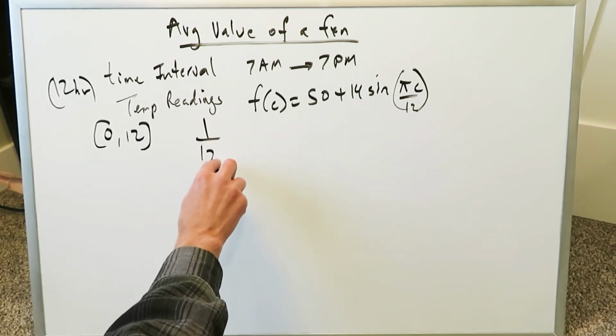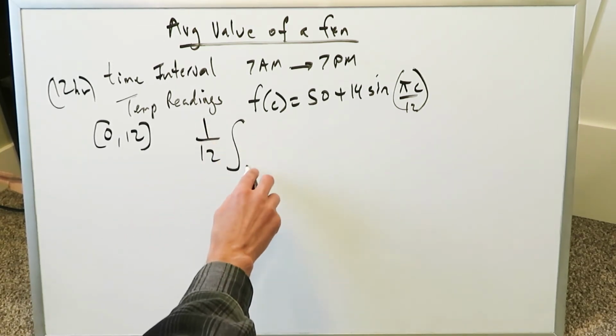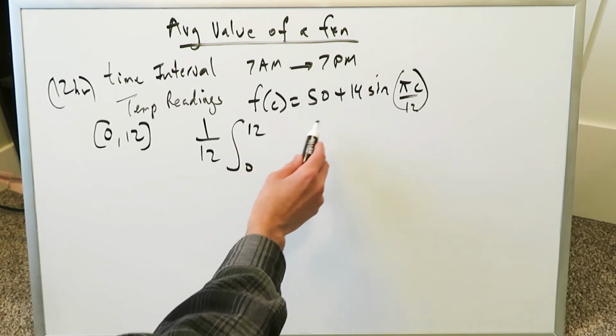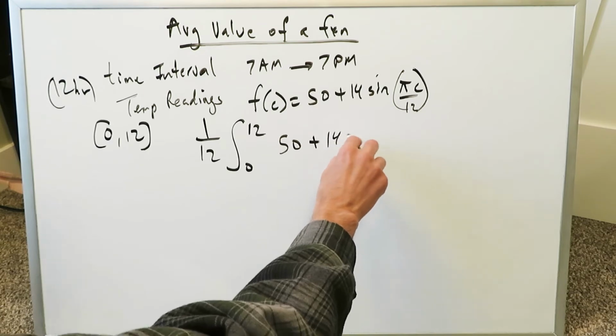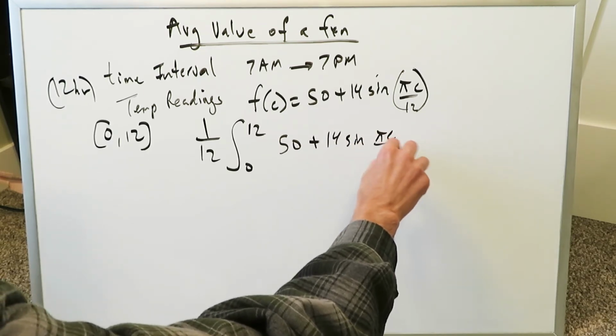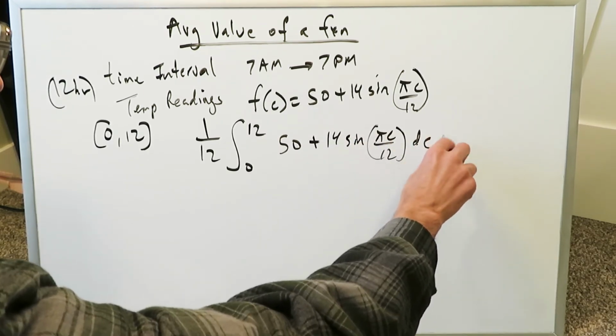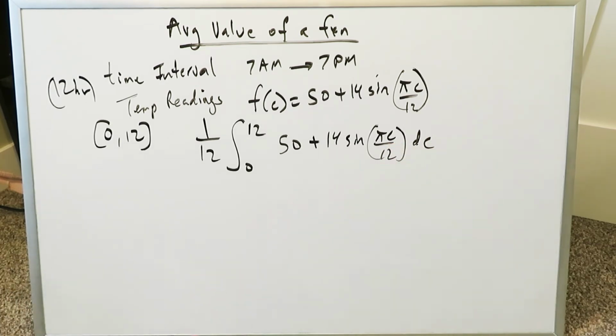It'll be 1 over 12. As you know, 1 over b minus a, you're looking here from lower limit 0 up to 12, and this entire function has to be integrated over this limit. 50 plus 14 sine pi c over 12, and here the independent variable is c, representing degrees Celsius for all that matters.